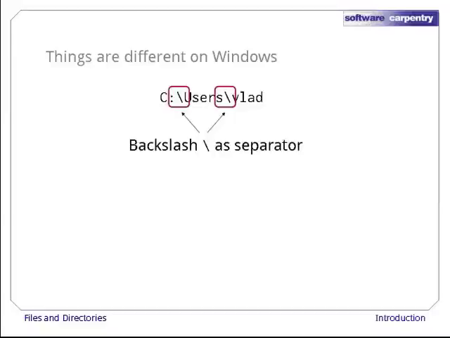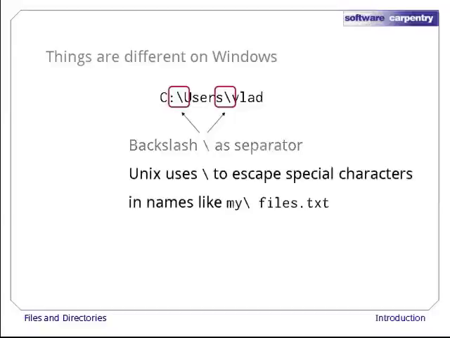This causes headaches because Unix uses \ to escape special characters. For example, if you want to put a space in a file name, you would write it as \space. Please don't ever do this, though. If you put spaces, question marks, and other special characters in file names on Unix, you're likely to confuse the shell and a lot of other tools.